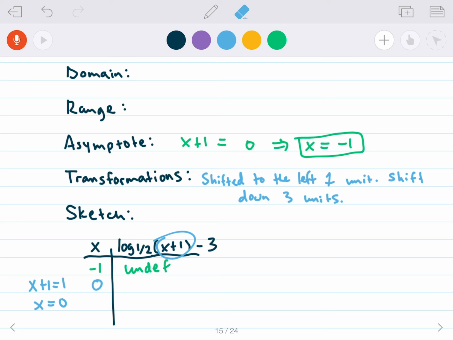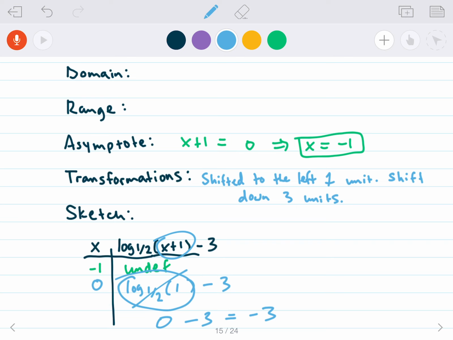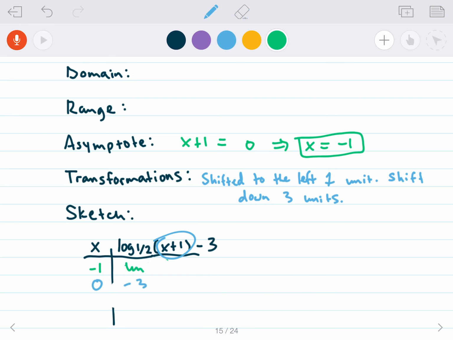When x is equal to 0, we get log base 1/2 of 0 plus 1, which is 1, minus 3. Now this thing says 1/2 to what power is equal to 1? Well, it has to be 0. Anything raised to the 0 power is 1. So this thing is 0. 0 minus 3 is minus 3. So my output here is minus 3, corresponding to an input of 0. So let's write that here. Let's erase some stuff. So this is going to be minus 3 and undefined.